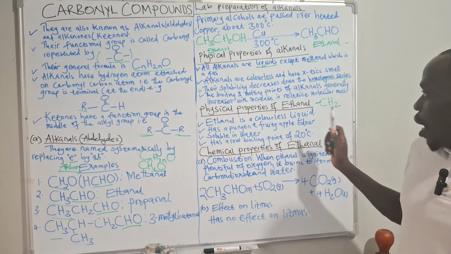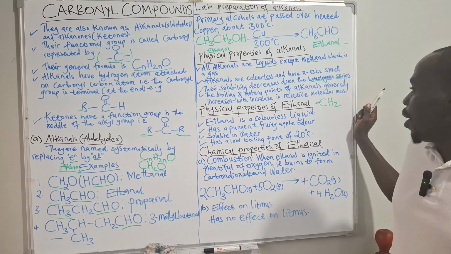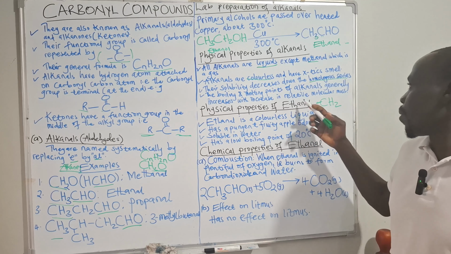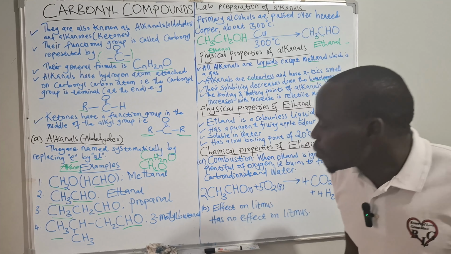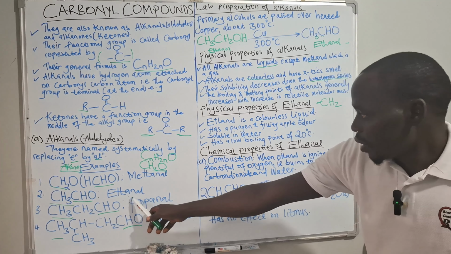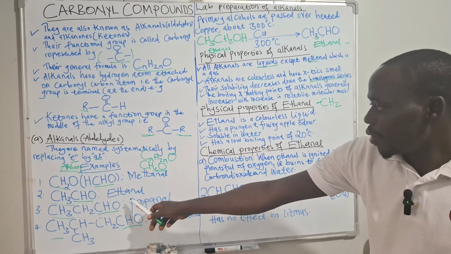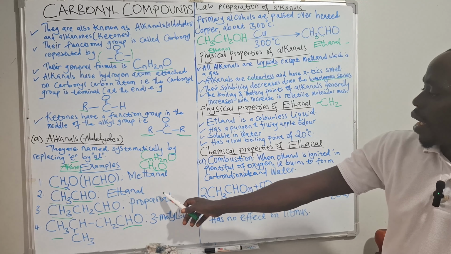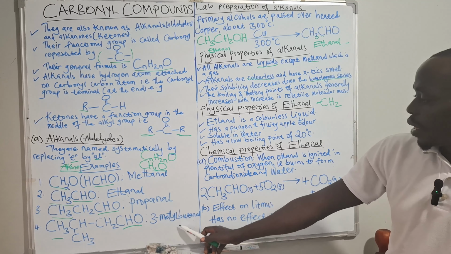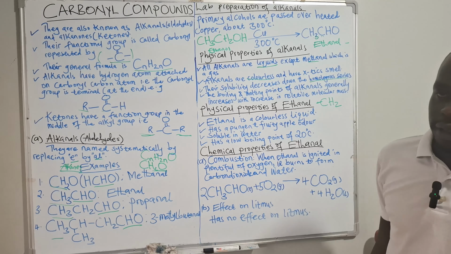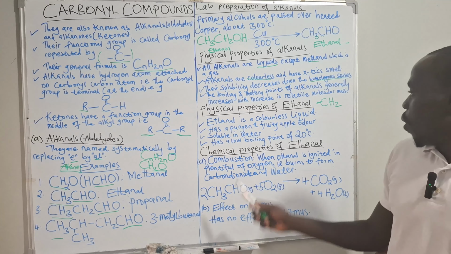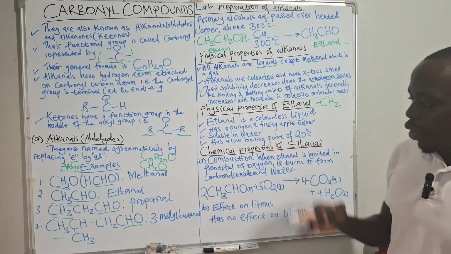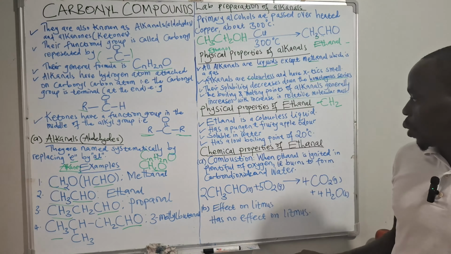Then we are saying the melting and the boiling points of alkyls generally increase with an increase in the relative molecular mass. So that means when I say ethanol, the boiling point of ethanol is less than that of propanol. The one of propanol is less than the one of what? Of 3-methylbutanol. Why? Because of this increase in the relative molecular mass. Other atoms are added to it.